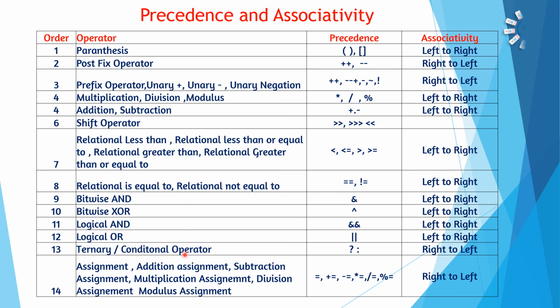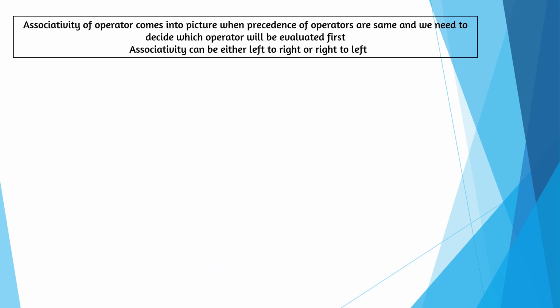The order in which we have to evaluate, if the operators are of the same preference, is decided by the associativity, from left to right or right to left. Associativity of operators comes into the picture when the preference of operators is the same and we need to decide which operator will be evaluated first. Either we have to execute from right to left or left to right.